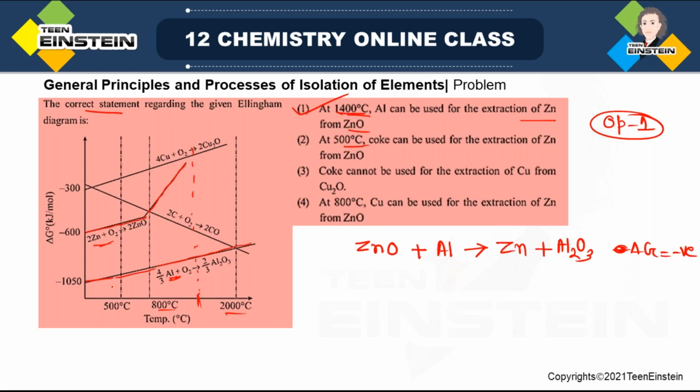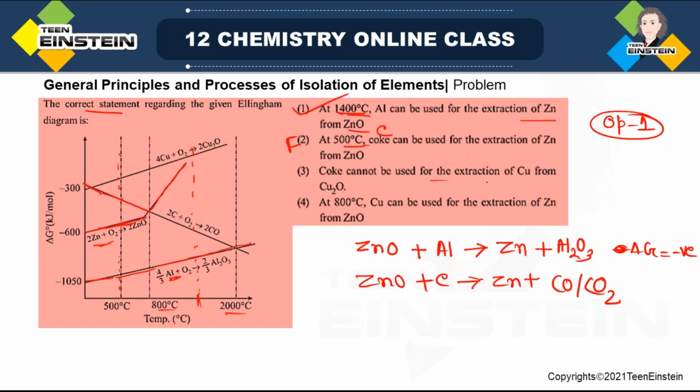At 500 degrees centigrade, that means just follow this dotted line. It is saying that coke, that is carbon, can be used for the extraction of zinc from ZnO. That means this reaction must be possible, with Zn plus CO or CO2. Now for this, we first have to see the line for Zn to ZnO at 500 degrees centigrade. This is the line. And the line for carbon to carbon monoxide, this is the line. Now see, the Zn line is below the line of carbon. So here carbon cannot act as a reducing agent. Okay, so this statement is false.